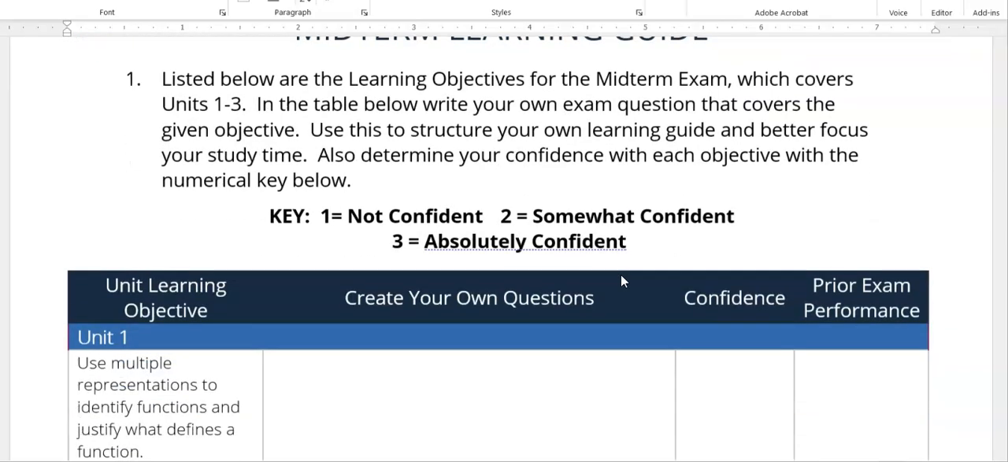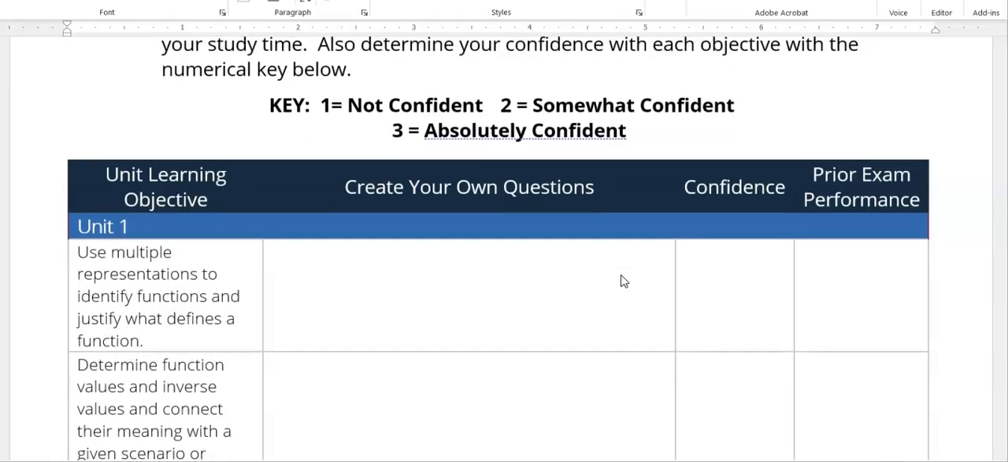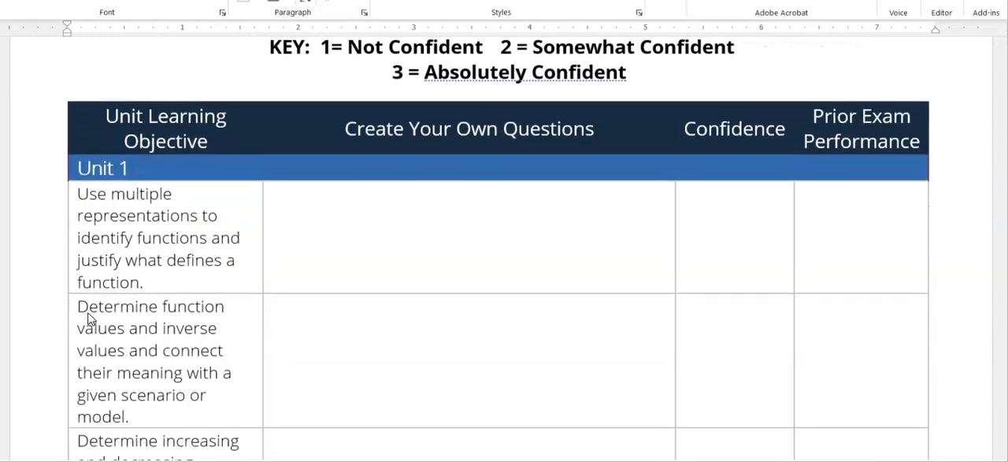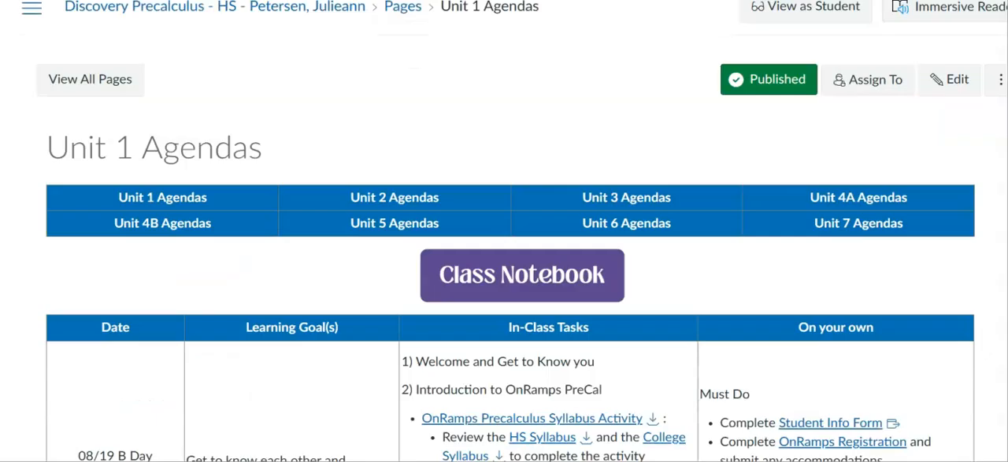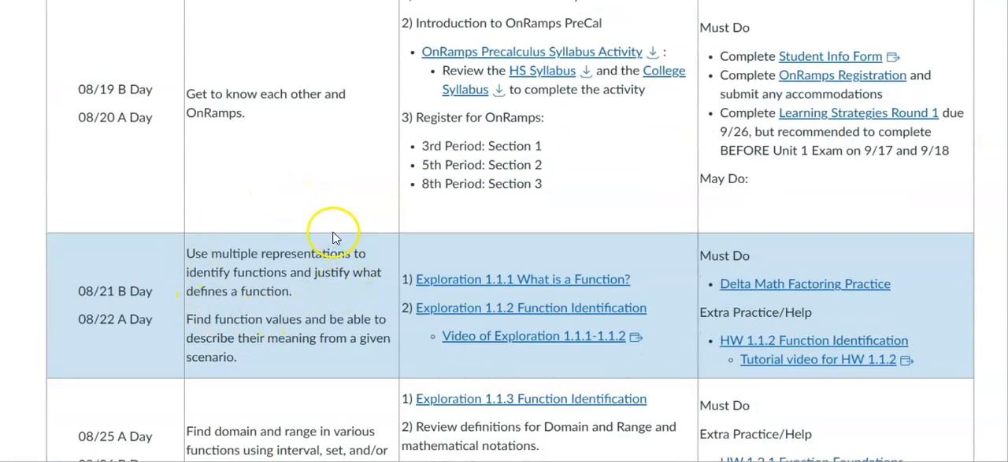So as we go through Unit 1, we'll see some objectives that might or might not look familiar to you. These sort of run consecutive, like the way we went through our explorations. So Unit 1, we're going to start with things we did at the beginning: use multiple representations to identify functions and justify what defines a function. If you want to see what that means as it relates to you, we can go to our Unit 1 agenda. And then you're going to see that description right here.